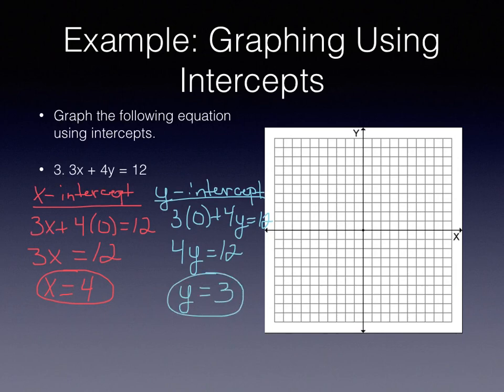So those are my points, my 2 points, going over our graph. So let's go plot a point where x is 4. And let's plot another point where y is 3. And then we're going to connect those 2 points. All right, let me try that one more time.